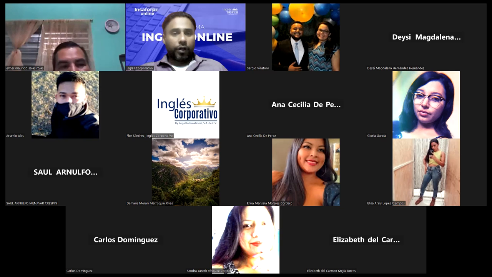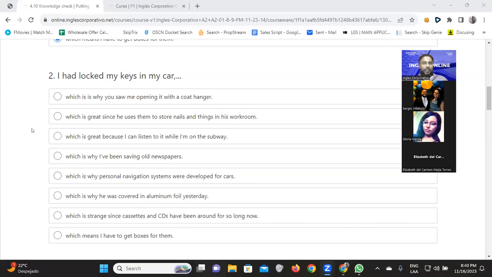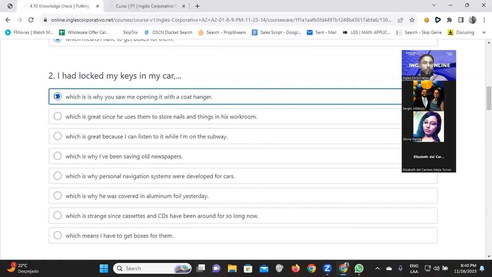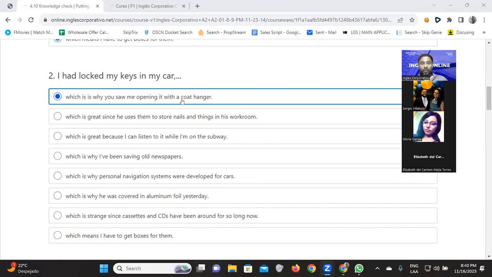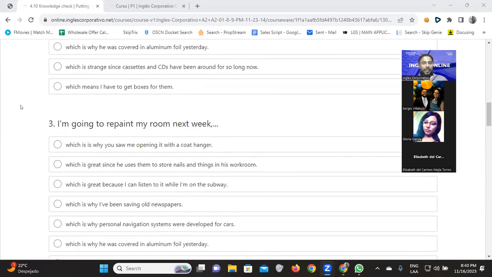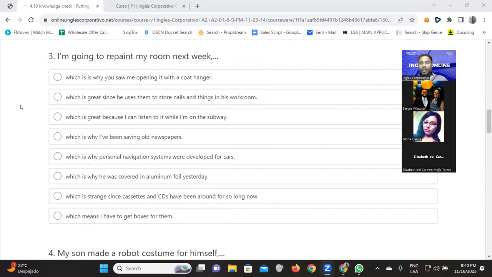One volunteer for number two. Me, teacher. All right, Elizabeth, number two. I have locked my keys in my car, which is why you saw me opening it with a coat hanger. Very good. Repeat, please. Locked. Very good. Thank you. Excellent. Which is why you saw me opening it with a coat hanger. Very good. Let me have the next one for number three.